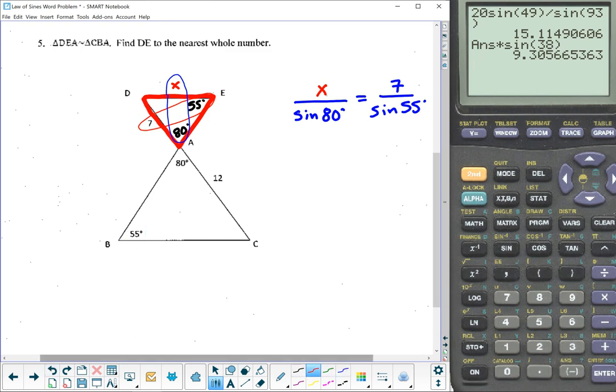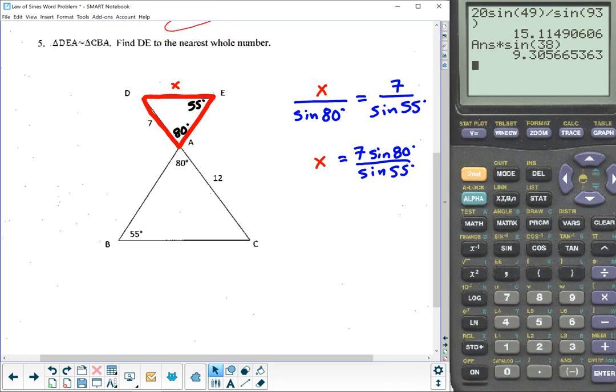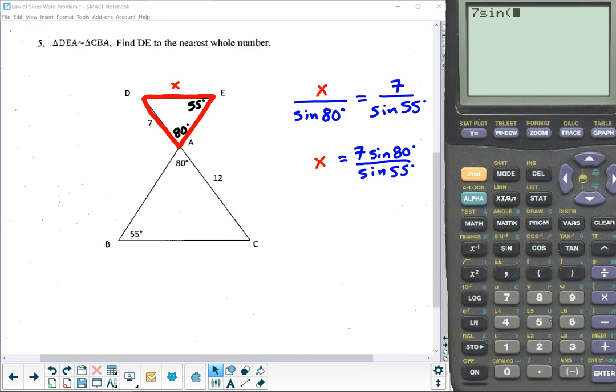Okay, now I'm just going to solve this. Multiply both sides by sine of 80, and I will be left with X equals 7 times sine of 80 degrees over sine of 55 degrees. Okay, so in my calculator, I'm going to do 7 sine 80, close that off, divided by sine 55, close that off as well.